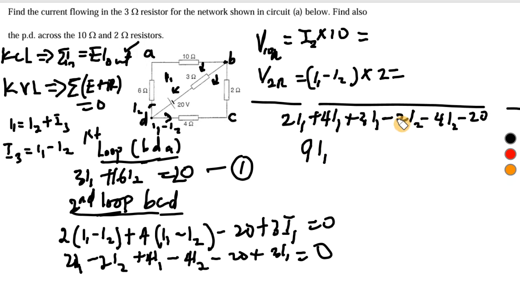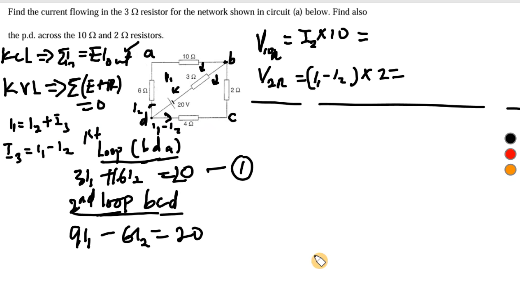This is minus 2 minus 4 minus 6 I2 equals 20. So this will be our equation 2. So let's write it well. We have two equations that we're going to solve simultaneously. This is equation 1 and equation 2.